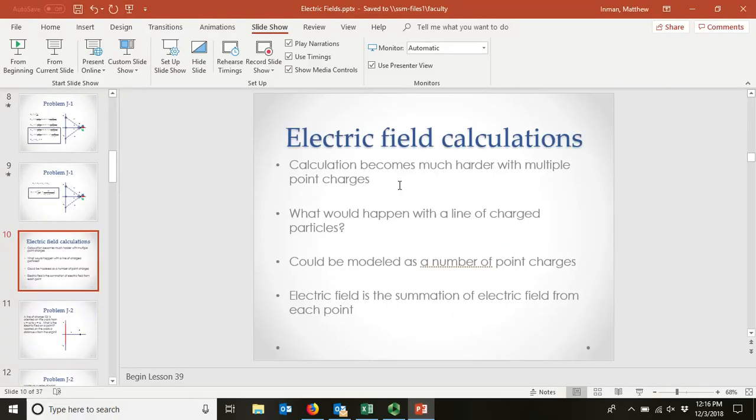So that's a quick overview of how to do some electric field calculations dealing with point charges. In the next lesson, we're going to look at what would happen if I have not just 2 or 3 or 4 point charges, but a distribution of charge. How do we begin to deal with problems with distributions of charges and calculating their electric fields for those types of situations?